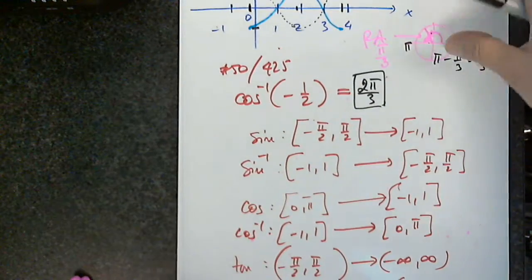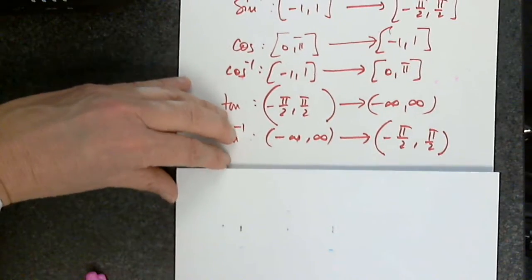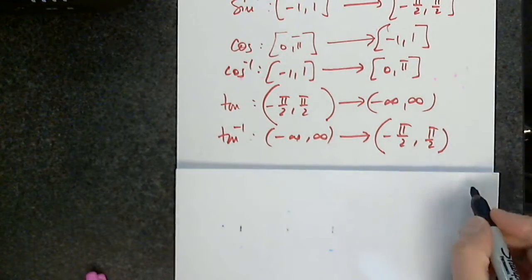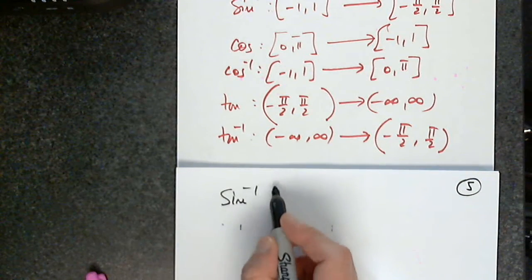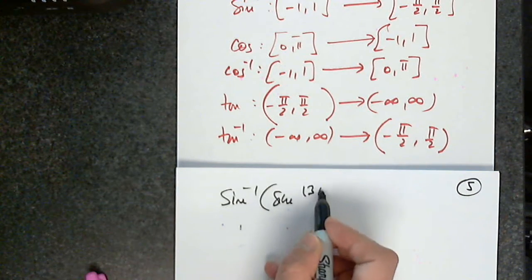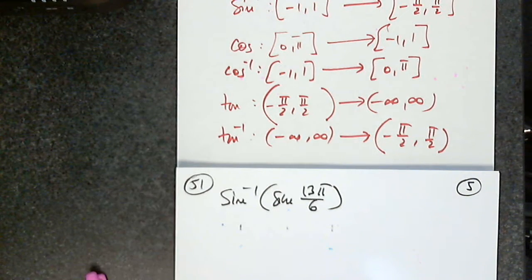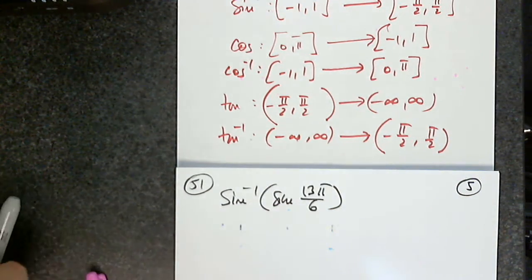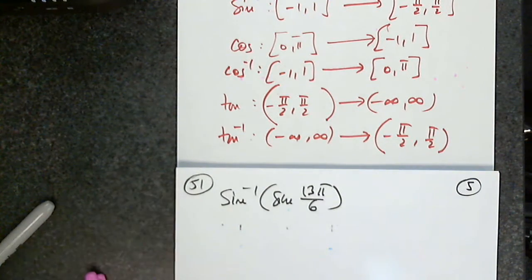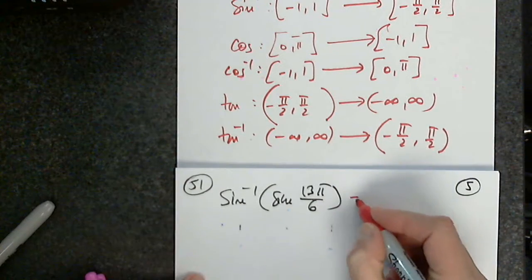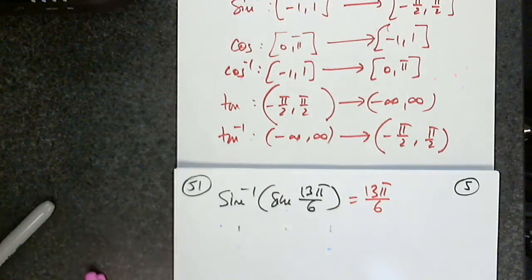Okay, one more here. Sine inverse of sine 13 pi over 6. And this is 51. As we know, when we apply sine inverse to sine, or sine to sine inverse, we get whatever we see. And your answer should be, not so fast.